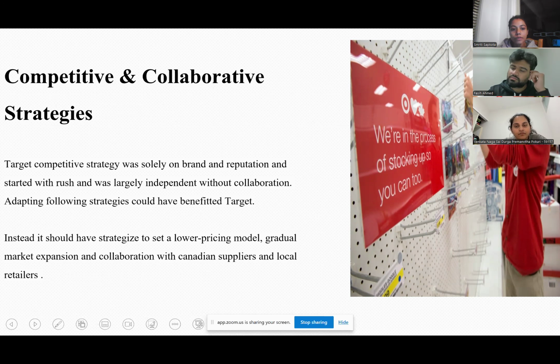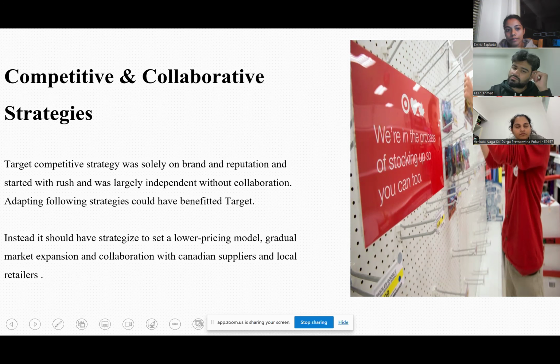In terms of competitive strategy, Target relied only on its US market brand and reputation, and it didn't have any particular pricing strategy. And in terms of collaboration, Target worked and executed independently, and it was not collaborating with any Canadian suppliers, vendors, or retailers. Because of this, it faced a lot of financial loss as well. Instead, it should have focused on setting a lower pricing model, gradual market expansion, and should have collaborated with Canadian suppliers and local retailers.